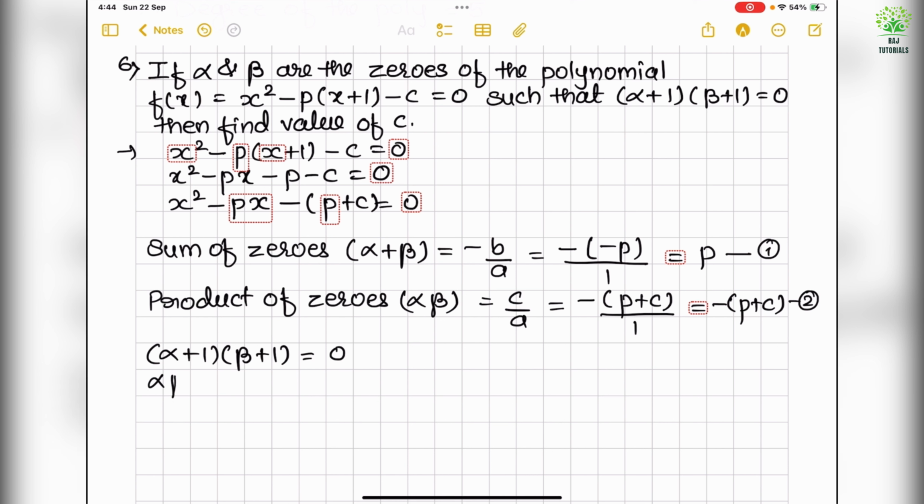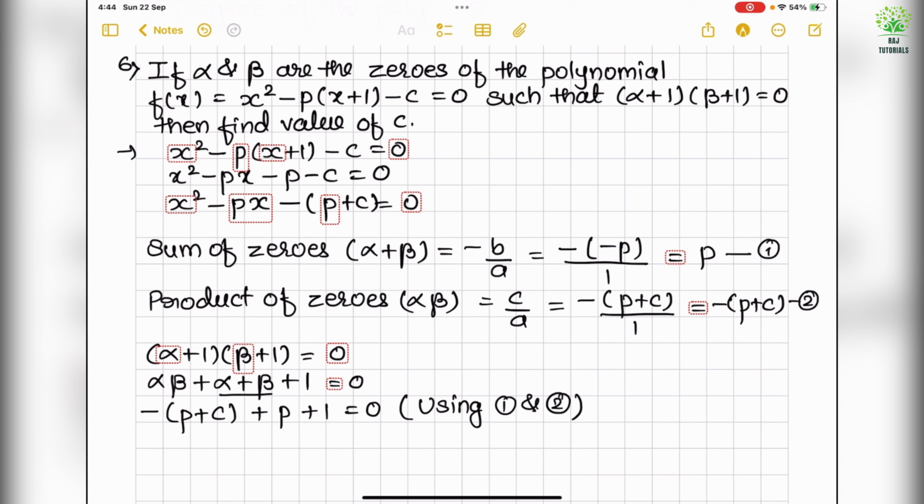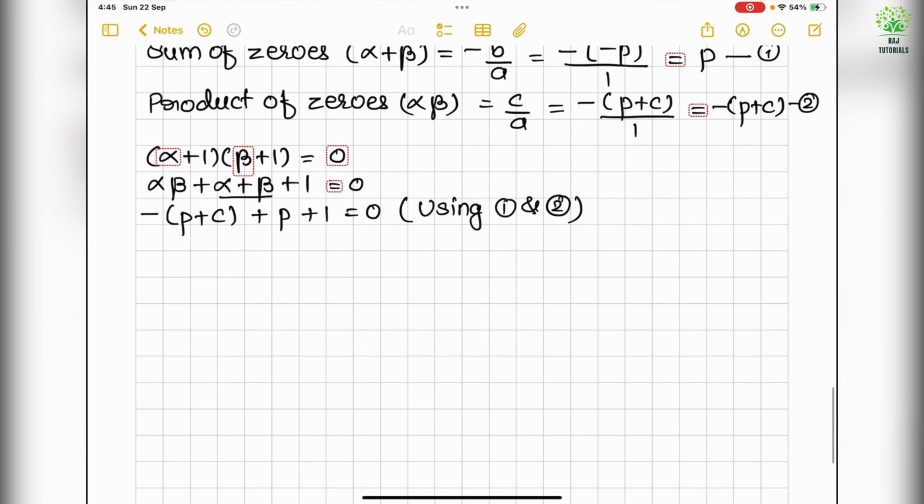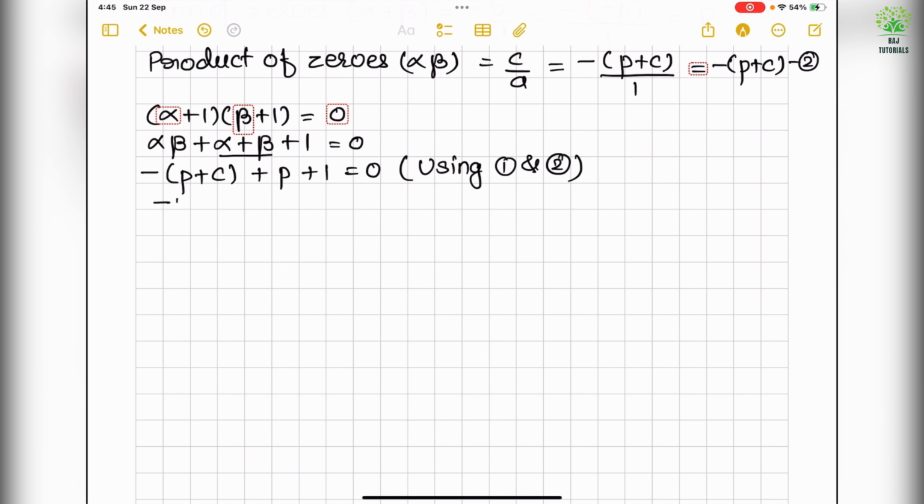alpha plus 1 into beta plus 1. They have given me equal to 0. So here also opening the bracket, I will have alpha beta plus alpha plus beta plus 1. I have just multiplied the bracket, so equal to 0. Now if you see carefully, alpha plus beta I am having in equation 1 and alpha beta I am having in equation 2. So I can put like this, minus p plus c plus p plus 1 equal to 0. So here reason will be using 1 and 2.